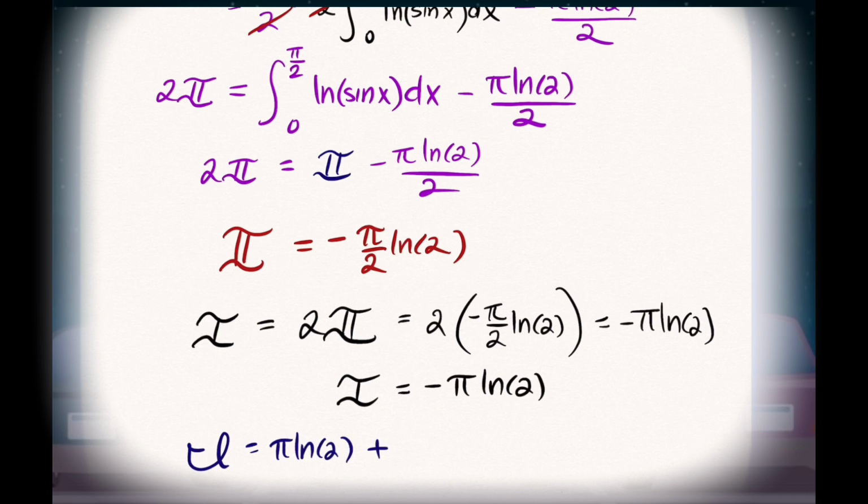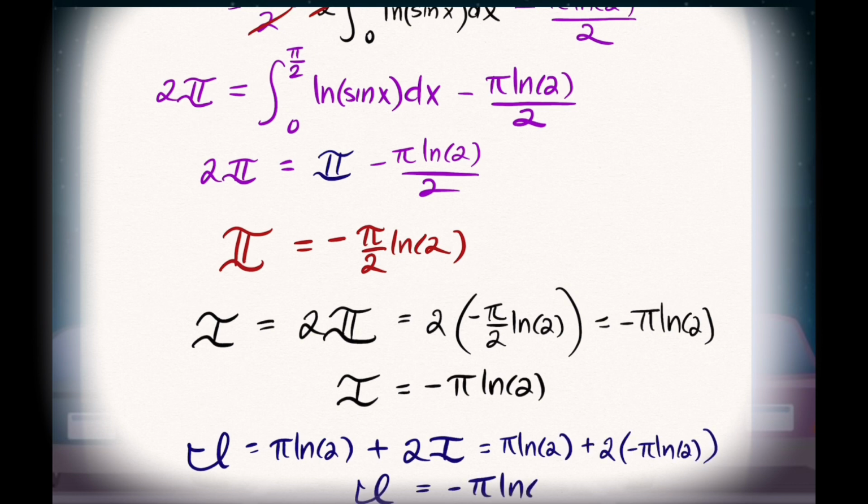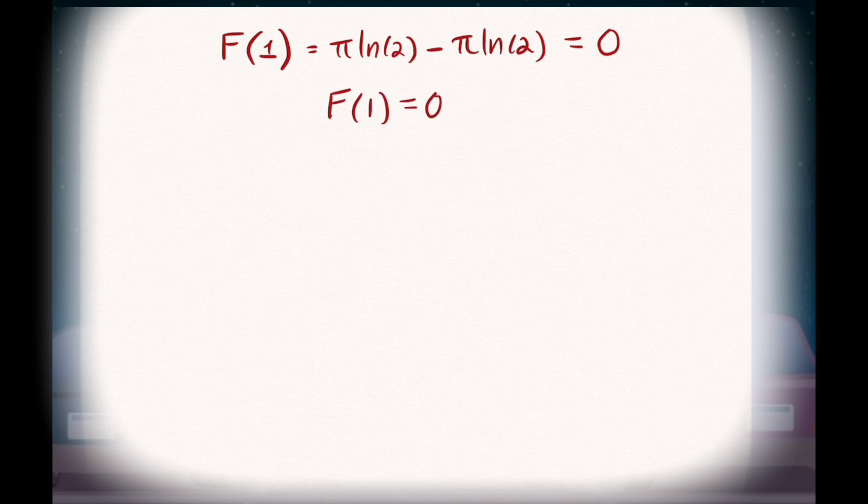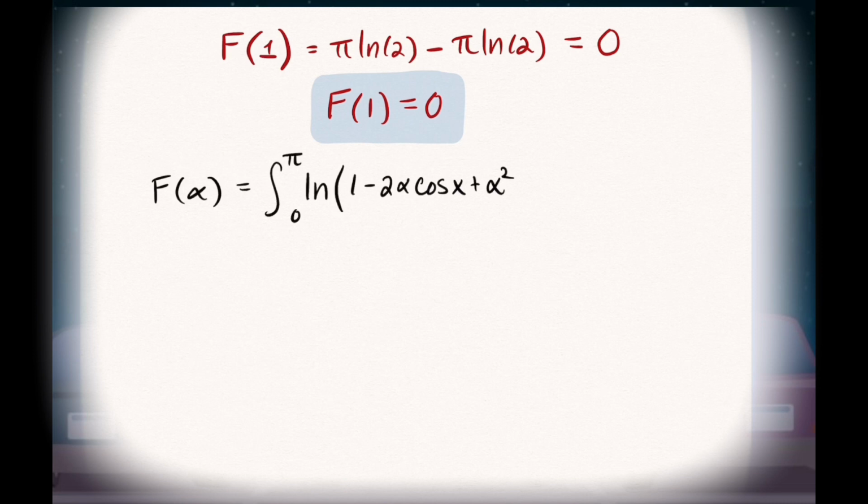That means that our cursive I is equal to pi natural log of 2 plus 2 curly I, which then would lead us to get that cursive I is negative pi natural log of 2. And therefore, finally, f of 1 can be evaluated to be 0. Now it may have seemed like that took a lot of work to get to f of 1, but it's going to pay off here now.